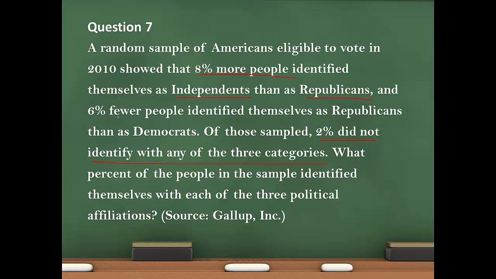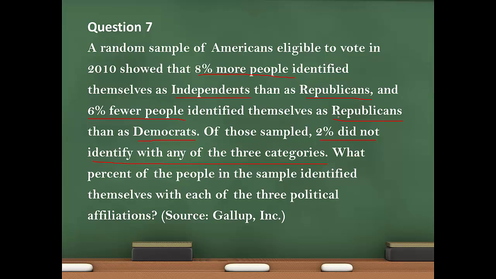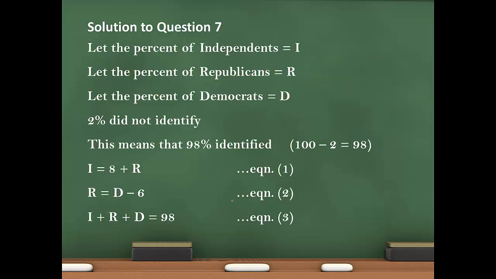Then it tells you here that 6% fewer people identify themselves as Republicans than as Democrats. Okay? That tells you that Republicans is Democrats minus 6. Because just like here, independents is 8% plus R. Here, Republicans will be D minus 6. Democrats minus 6. 6% fewer people. So that's R is equal to D minus 6. That gives you the second equation.